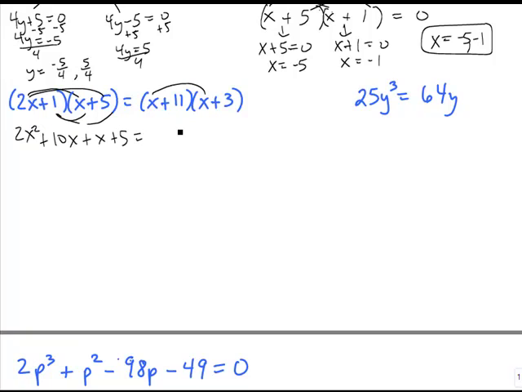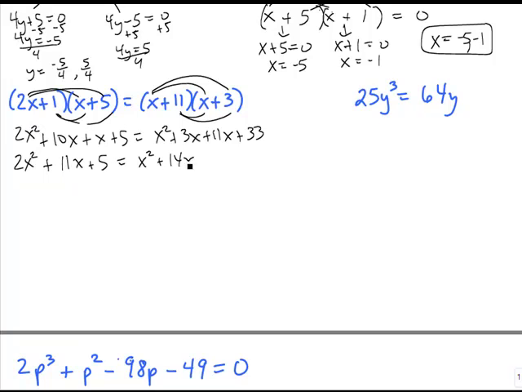On the right side, if we FOIL, we're going to get x squared, 3x plus 11x plus 33. Now let's combine some like terms. On the left side, we get 10x squared plus 11x plus 5. On the right side, we get x squared plus 14x plus 33.